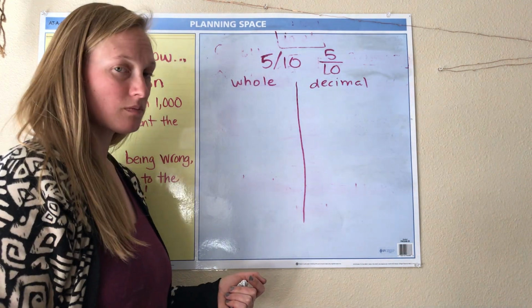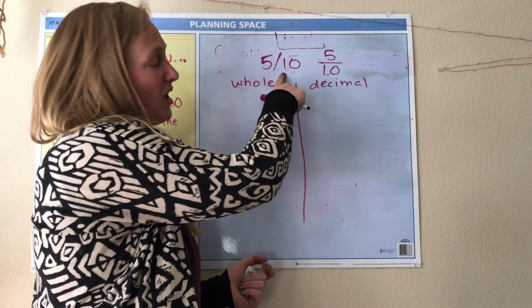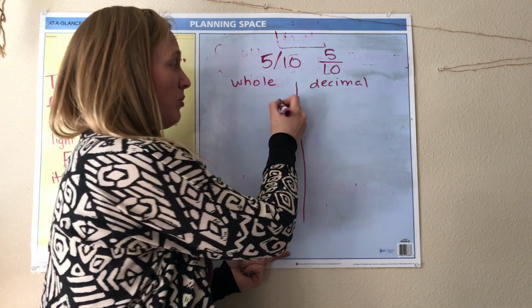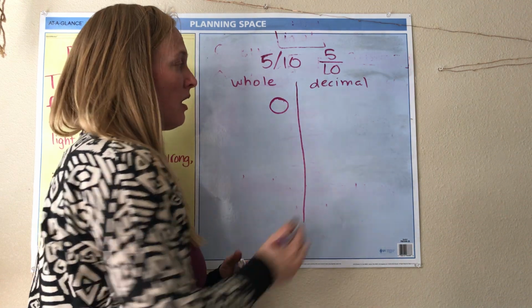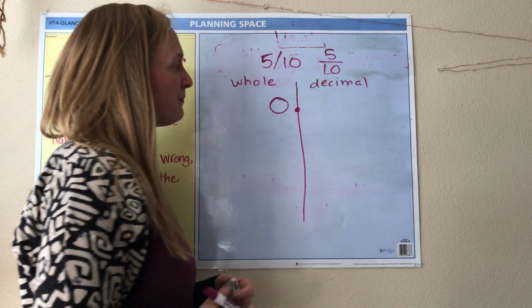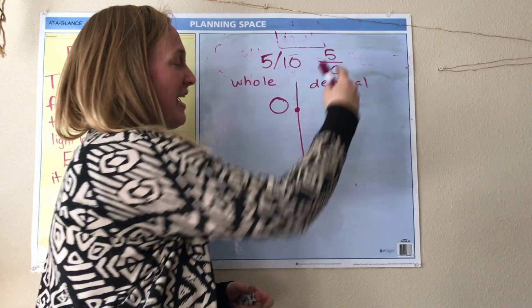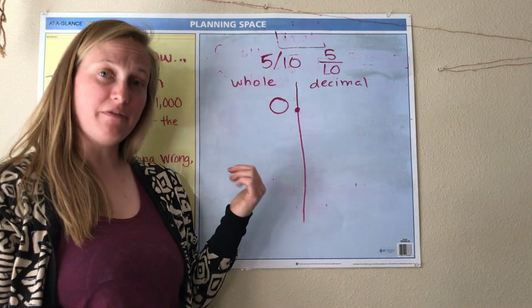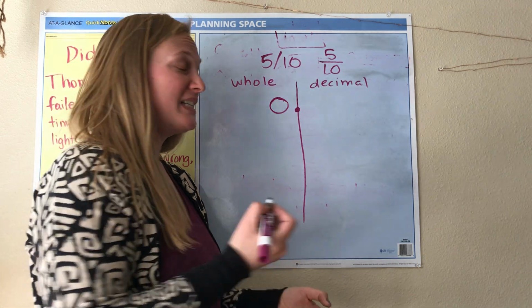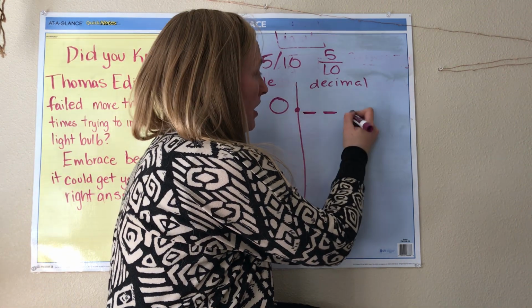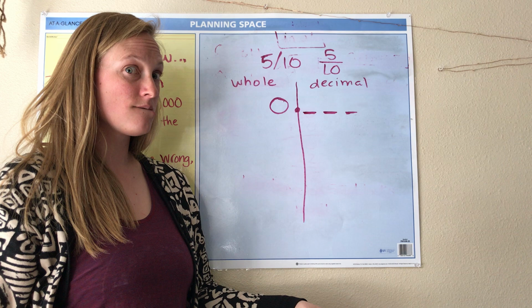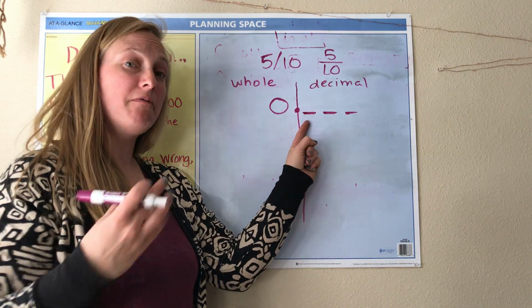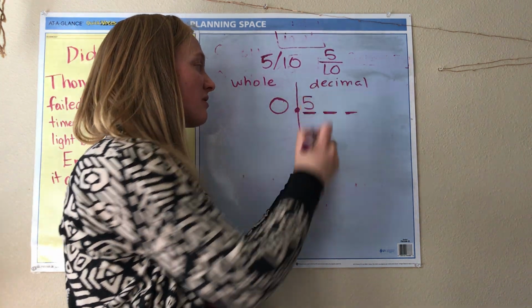Okay. 5/10. Is there a whole number? There's no whole number. So I can put a 0 in my whole number. And then I'm going to put my decimal point right on my line. 5/10. Now, this tenths is going to tell me where I need to put the 5. The 5 is in the tenths place. So does it go here, here, or here? It goes right there. The 5 goes in the tenths place.